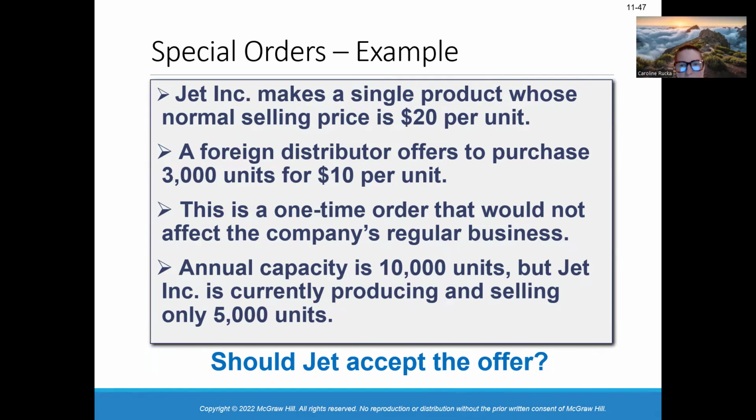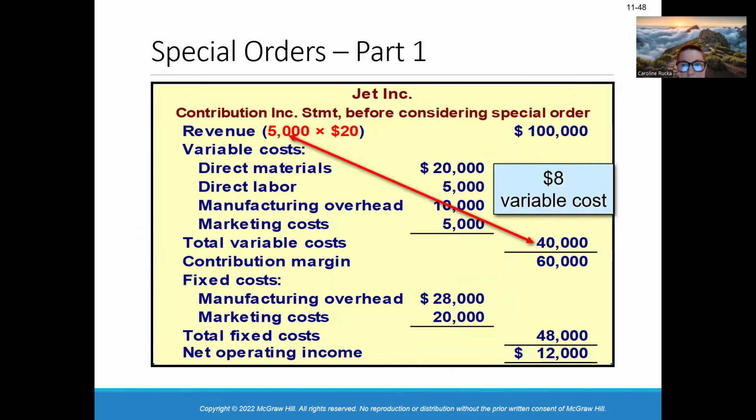Jet Inc. makes a single product whose normal selling price is $20 per unit. A foreign distributor offers to purchase 3,000 units for $10 per unit. It's a one-time order and it won't affect the company's regular business. We're capable of making 10,000 units, but we're only producing 5,000 to meet our regular demand. So should Jet accept this offer?